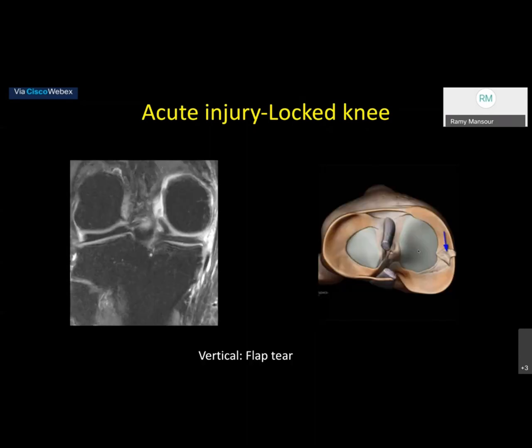The other type is what we call the flap tear, which is a variant of vertical tear. In this instance, there is a tear, and the fragment is flipped. This is something we commonly miss because we don't see much on the coronal, and you have to be careful to look for any meniscal fragment like this, if you're not aware of this type of injury. In this example, most probably the tear happened there, but we don't see the tear itself. All you can see is the flipped meniscal fragment.